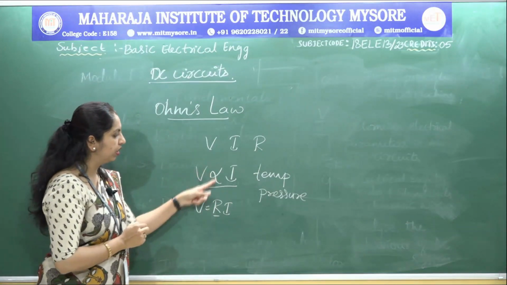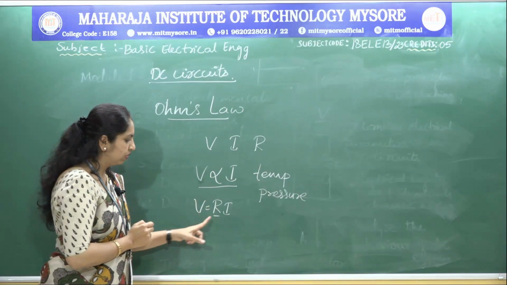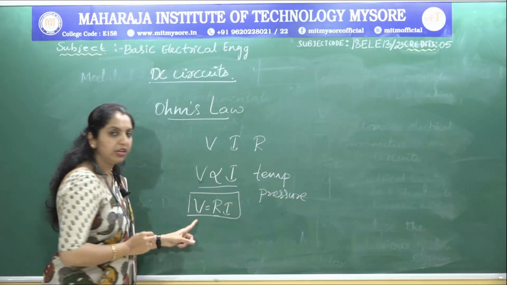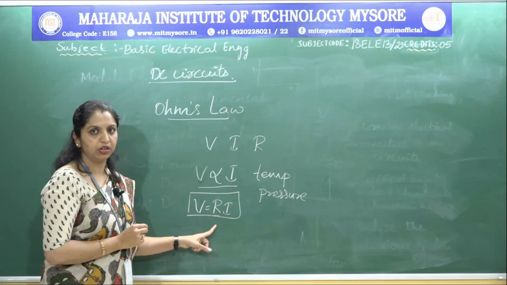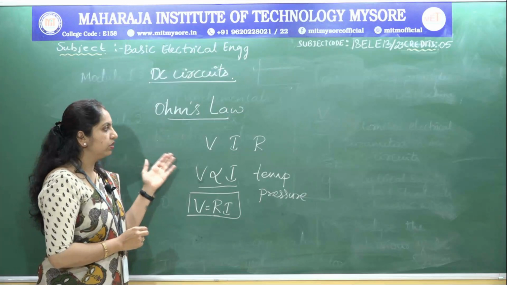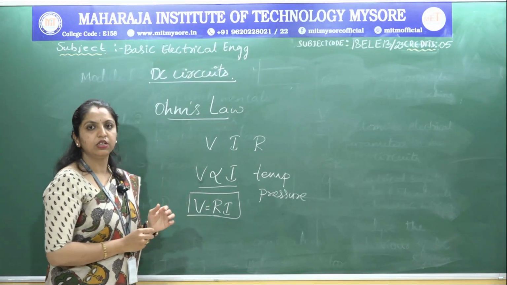This proportionality is replaced by a parameter called R, that is resistance. Finally, we have V is equal to R into I, or V is equal to I into R. This we get from Ohm's law.